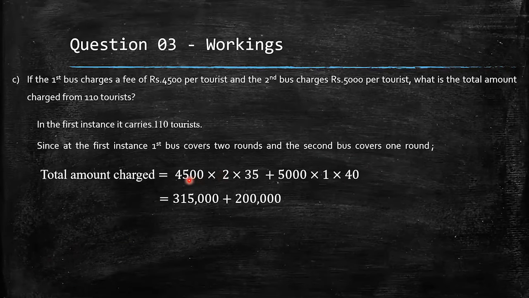So once you solve 4,500 into 2 into 35, you will get 315,000. And once you multiply 5,000 by 1 into 40, you get 200,000. So the total amount will be 515,000 rupees, charged from all the tourists at the first instance.